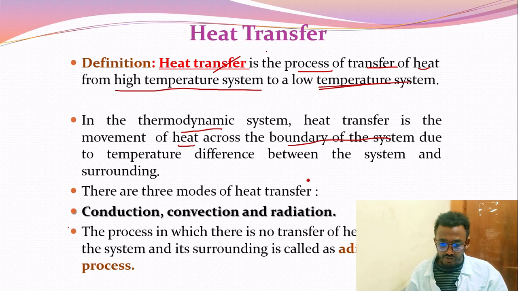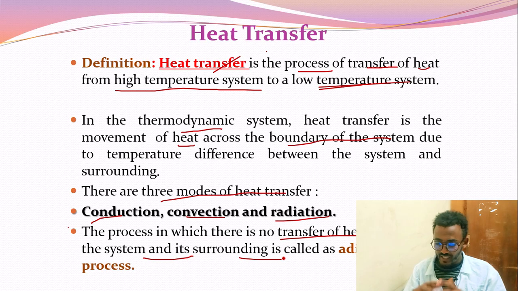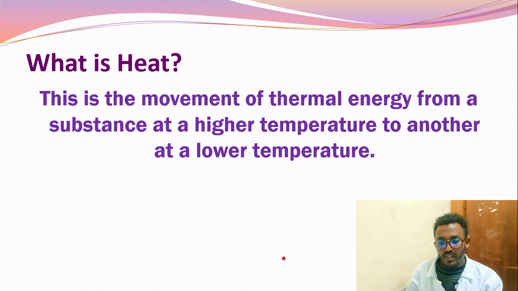So there are three modes of heat transfer. The first one is conduction, then convection, and radiation. If there is no transfer of heat between the system and surrounding, this is called an adiabatic process. And we will talk about the different isobaric, adiabatic, isothermal processes. But for now, think of it like this: if there is no heat transfer between system and surrounding, we call this an adiabatic process.